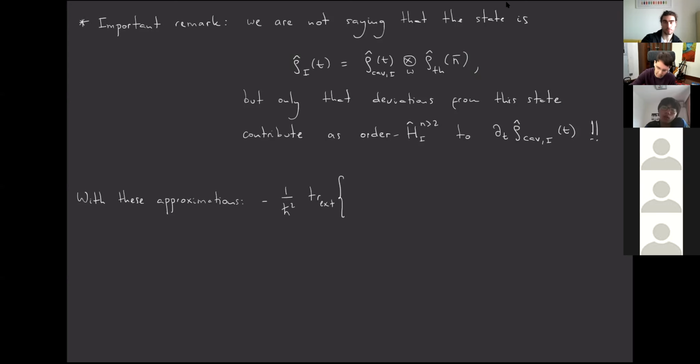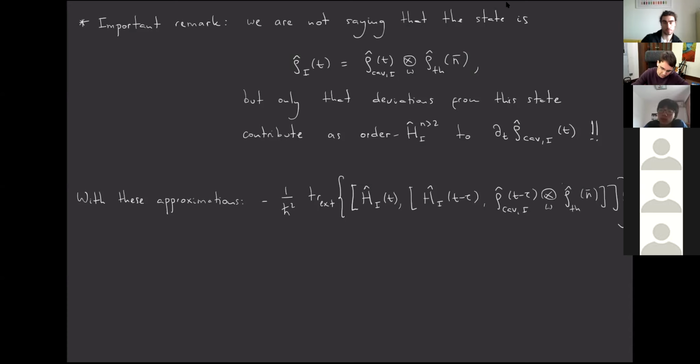So let me write it down again. It's the term that we were discussing, the double commutator of the Hamiltonian with the state. But let me now write the state in the following way. So this is the cavity state at time t minus tau. And then for the environment, we keep just the thermal state. So this is now the right-hand side of the equation.